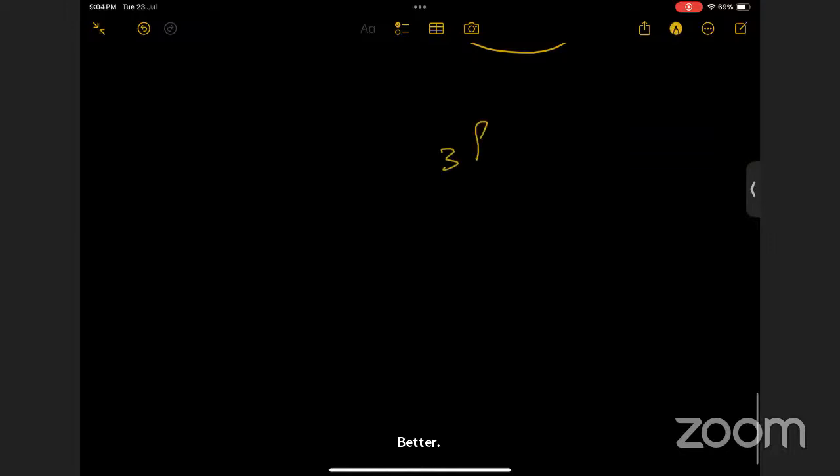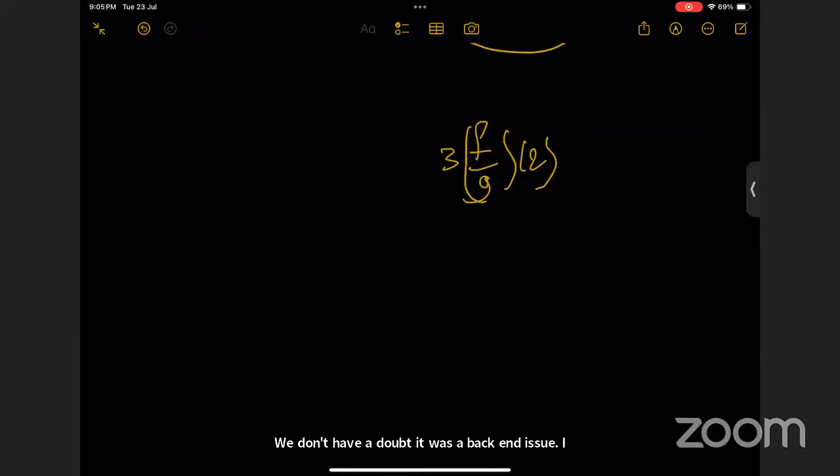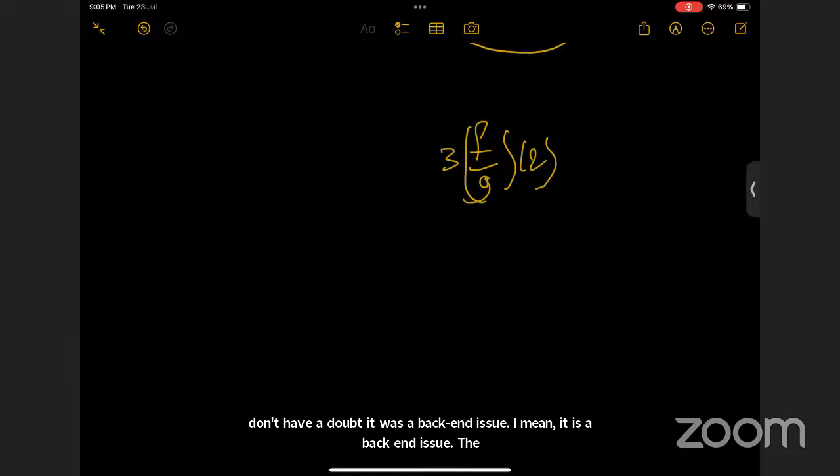Why do you have a doubt in this problem? Ma'am, we have given the functions f and g, right? It was a backend issue. The answer showing in the backend is not in this problem.